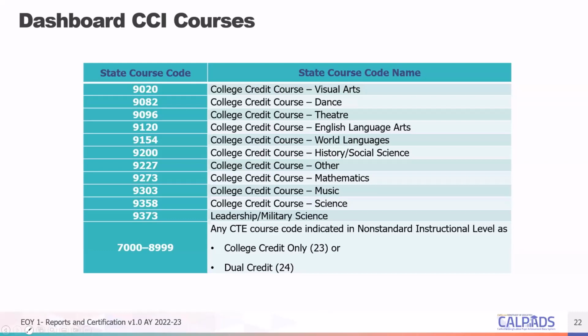The CCI, or the College and Career Indicator, on the California School Dashboard looks at state course codes in the 9,000 series or range, indicating college level courses. It also looks at courses in the 7,000 to 8,999 series or range, indicating CTE courses. The CCI looks in particular at CTE courses using non-standard instructional level codes of either 23 or 24, as this indicates that a course is both CTE and college level or college credit.